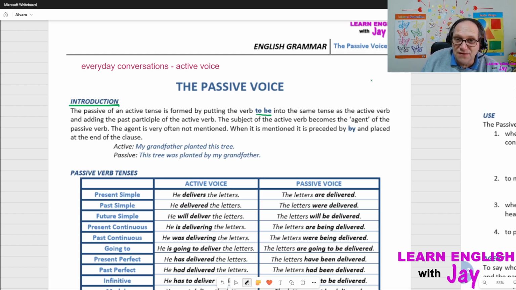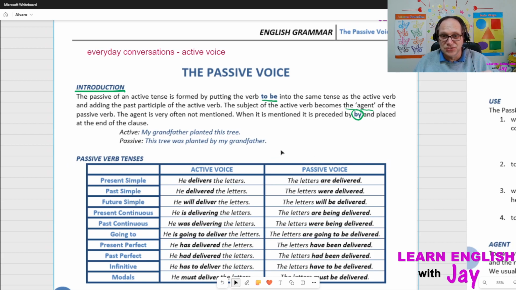The subject of the active verb becomes what they call the agent of the passive verb. Now, the agent is very often not mentioned. If it is mentioned, we normally use the word by: by me, by John. It's normally placed at the end of a clause. Before we go any further, let me quickly do this part here.